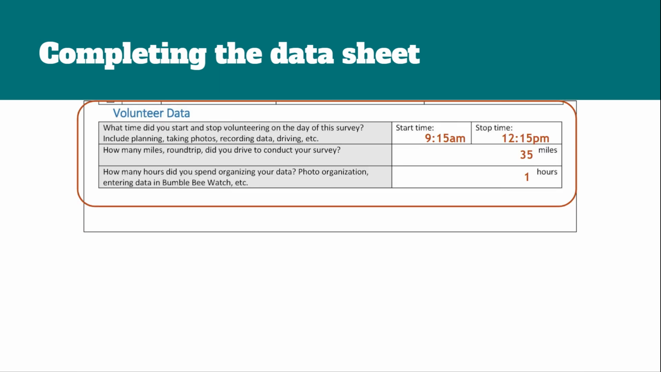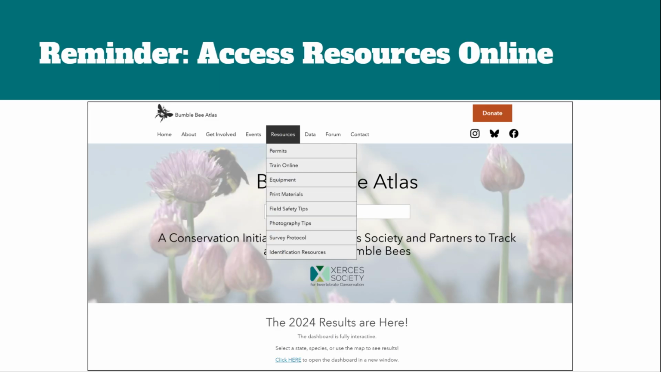The final section of the data sheet is a place for you to document your time and mileage. This helps us track and document how much volunteer effort it takes to gather data on this scale. You'll record your start and end time, include driving time, planning time, in addition to the actual survey time. Document how far you drove round trip to conduct your survey. Finally, document the number of hours spent organizing and uploading data.